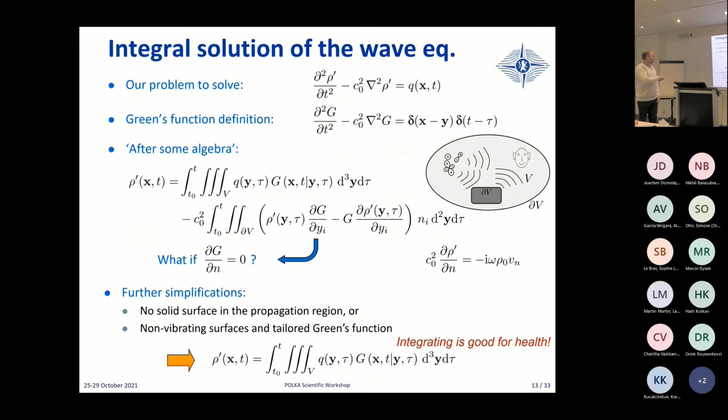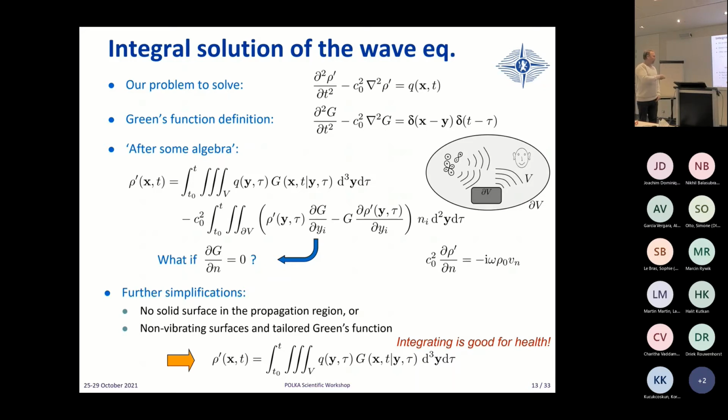So if you don't have any solid surface in the propagation region, then easy peasy, this one goes to 0. If you have a solid surface that you need to exclude by this control surface in here, if it turns out to be non-vibrating, and if you are lucky or smart or both enough to have a tailored Green's function, then you effectively have this property, and then you end up with only this solution. And in that case, G becomes a tailored Green's function. Which shows all the interest of having a tailored Green's function, because it simplifies a lot.